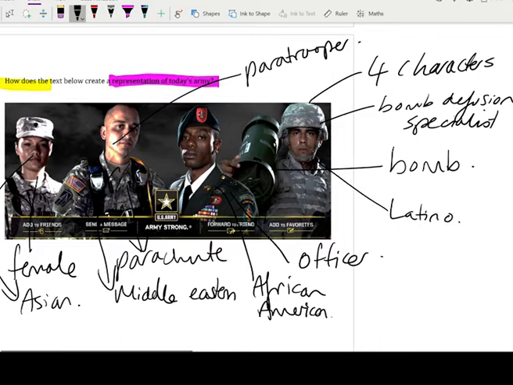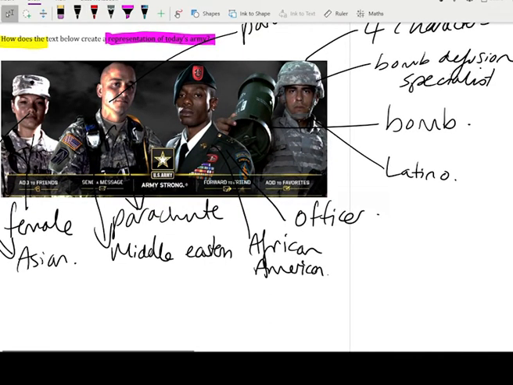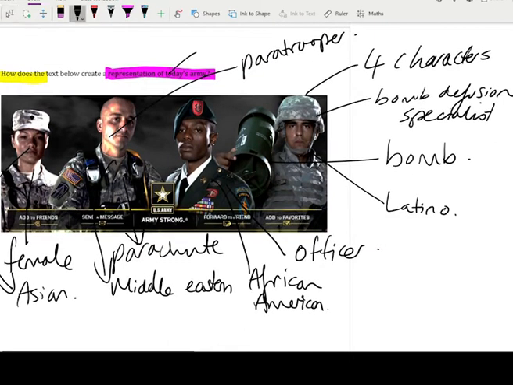When we think, we have to know our contextual knowledge for a lot of this stuff. When you get something like this, you have to think, what did I used to see in the past when I saw an army ad? All men, all white, all big, strong, buff men. It was the same thing. So it says today's army. So it's saying, what are they saying about today's army in this image? They're saying today's army is diverse in terms of race and gender.